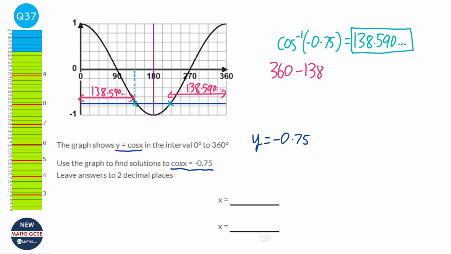away the 138.590. So 360, which is here, take away this bit here that we know, and that will tell us what this coordinate here is. And so we've got, type that into the calculator, you get 221.409 blah blah blah. We want the answer to two decimal places, so the first solution is 138.59, and the other solution is 221.41.